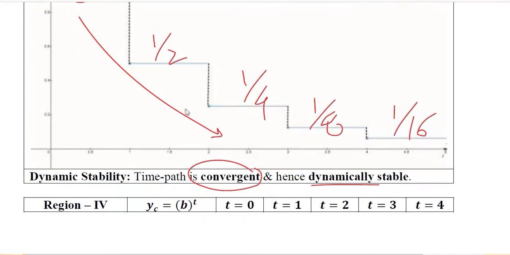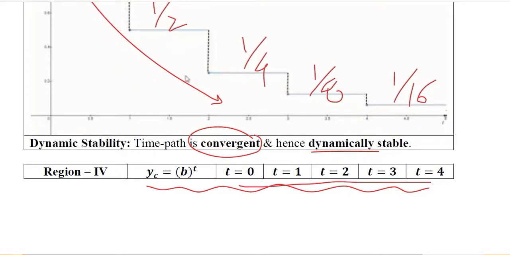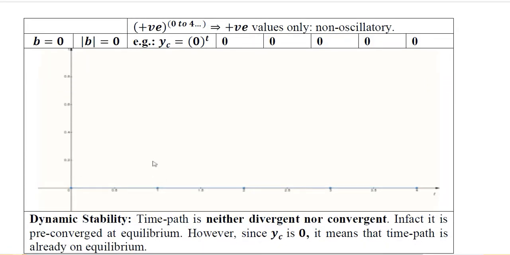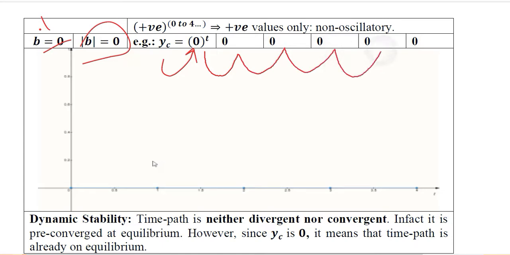Then there is region number 4, and in region 4 the same expression will be solved with various values of t from 0 to 4. However, the value of b will further decline. Previously it was a fraction, but now we are bringing it down to 0, and its absolute version will also be 0. And when we put it in this series of values, we say that b is equal to 0. So 0 raised to the power 0, 0 raised to the power 1, 0 raised to the power 2, 0 raised to the power 3, 0 raised to the power 4 will remain 0.